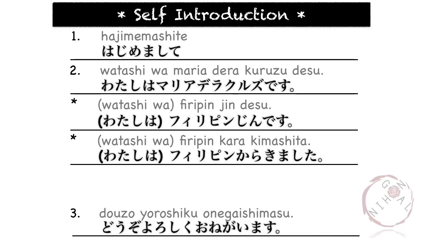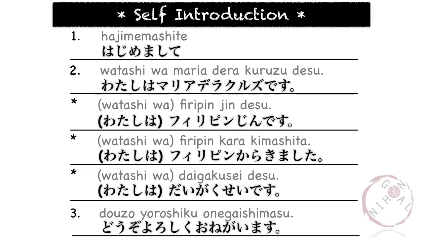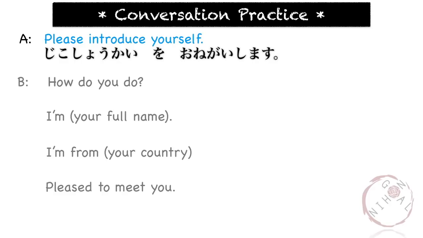So, 私はマリア・デラ・クルスです。フィリピンから来ました. And you can also tell them what you do. If you're a student or if you work, you can tell them, in this example, I am a student. 大学生です. I am a student. So, again, let's go over our basic self-introduction. はじめまして。私はマリア・デラ・クルスです。フィリピン人です。私は大学生です。どうぞよろしくお願いします。Okay, let's do some simple conversation practice.